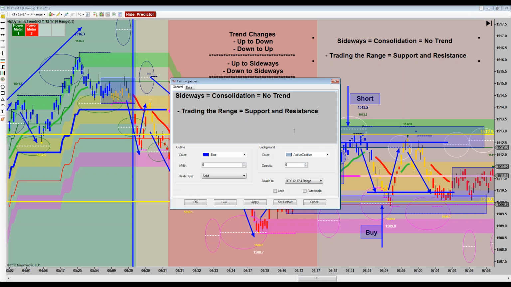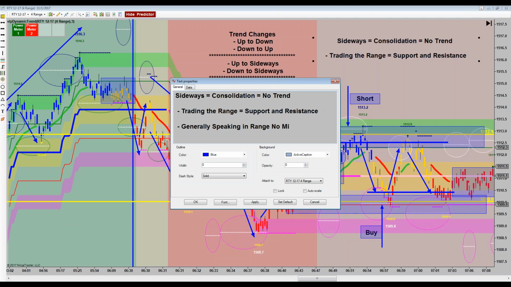Okay, let me just put that in there as one last comment so we can remember that one. So generally speaking, in the range, I'm going to just say no midband trades.